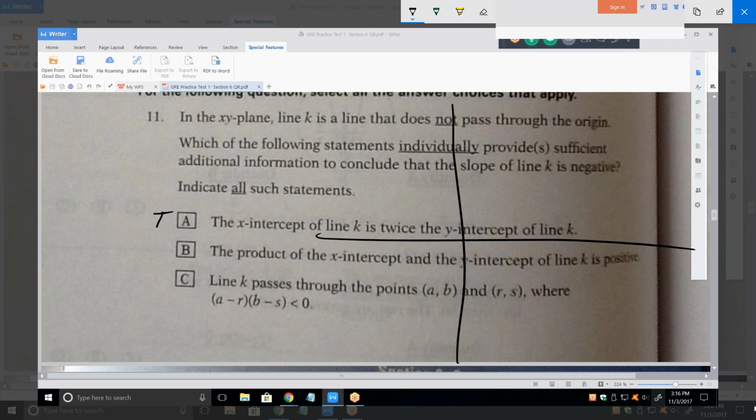Again, they're saying that these statements prove that the slope is negative. So my goal is not to draw a bunch of negative slopes that agree with this. That won't prove it. My goal is to try to disprove it. Well, again, I'm going to draw positive slopes to try to disprove it.